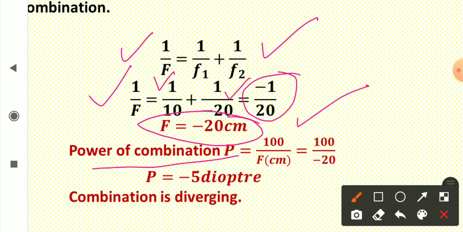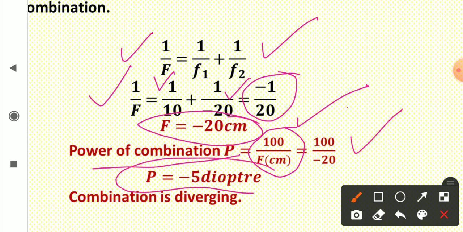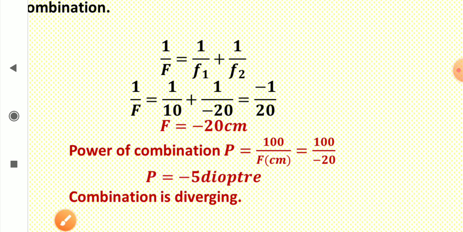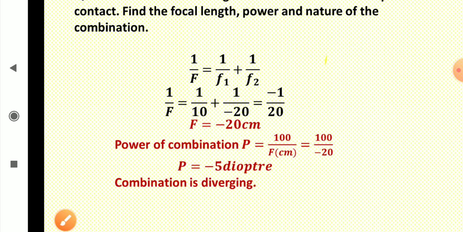And the power of the combination is, if you take focal length in centimeter, then it is 100 upon f. So 100 upon minus 20. So the power of the lens combination is minus 5 diopter. And since the power is negative, the combination is a diverging combination. That means the combination will act as a concave lens.